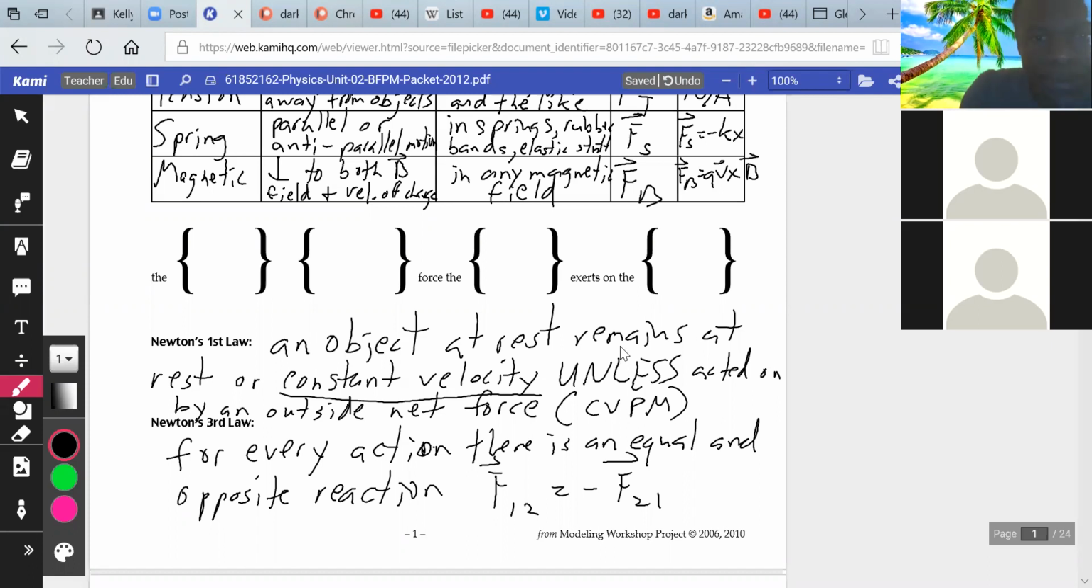All right, so last time we talked about Newton's laws of motion. We talked about Newton's first law and Newton's third law. An object at rest remains at rest, or at constant velocity, unless acted on by an outside net force, an external force. And the object will be in constant velocity in terms of the CVPM, the constant velocity particle model. But if we have an outside force that's going to disturb that constant velocity, then that force will be an unbalanced force. And then we go to Newton's second law.